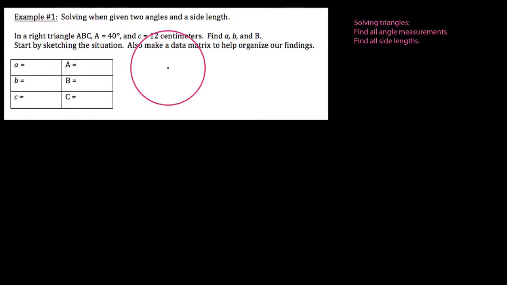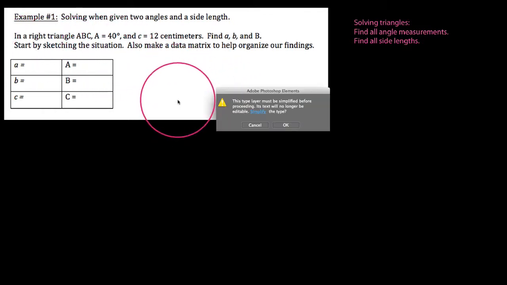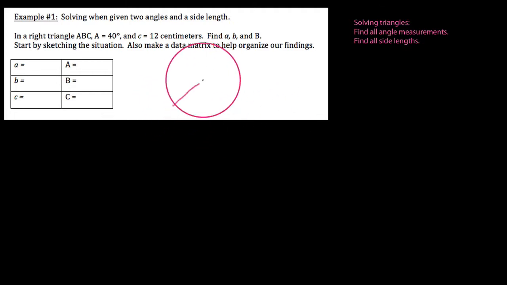So it seems that we want to solve when given two angles and a side length. It says solve triangle ABC where A is 40 degrees and c is 12 centimeters, and we want to find all unknowns, okay? The two pieces of advice I'm going to give anybody when it comes to solving triangles are, first of all, sketch the situation, sketch the triangle, okay? In this case, we know that we have a right triangle, so we could have some right triangle ABC here, and we're going to make sure that we make the right angle explicit.